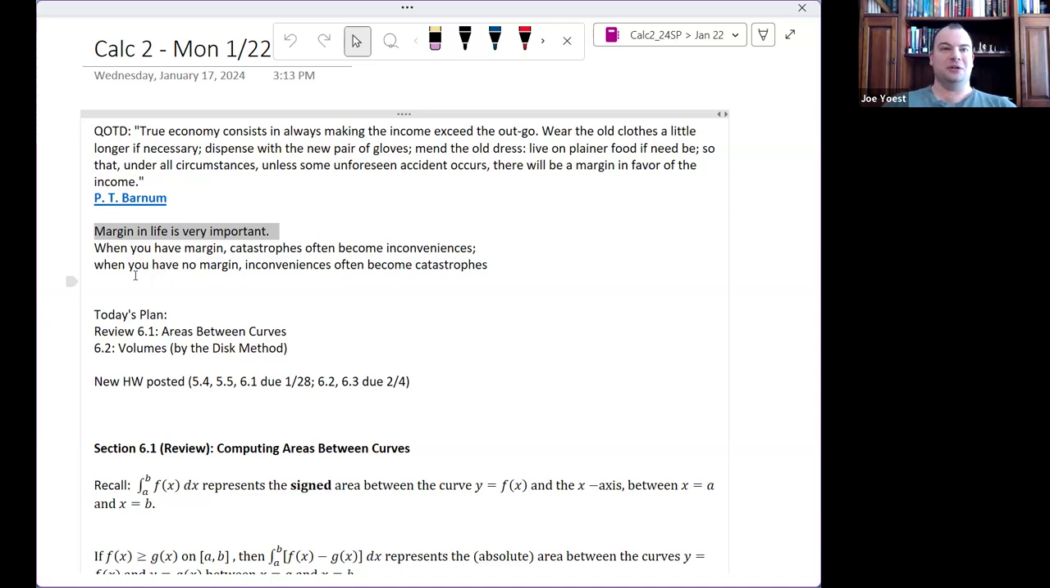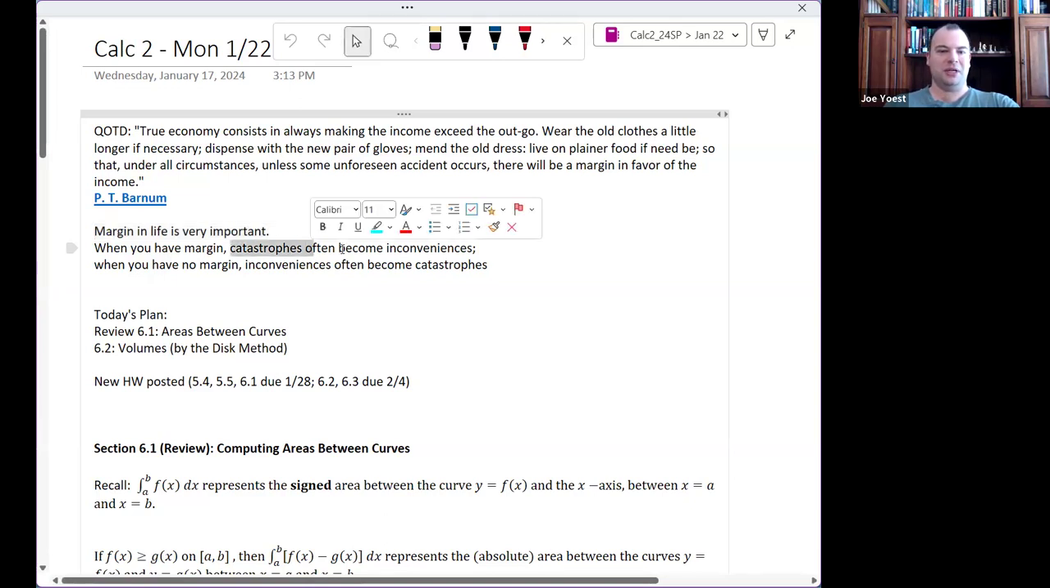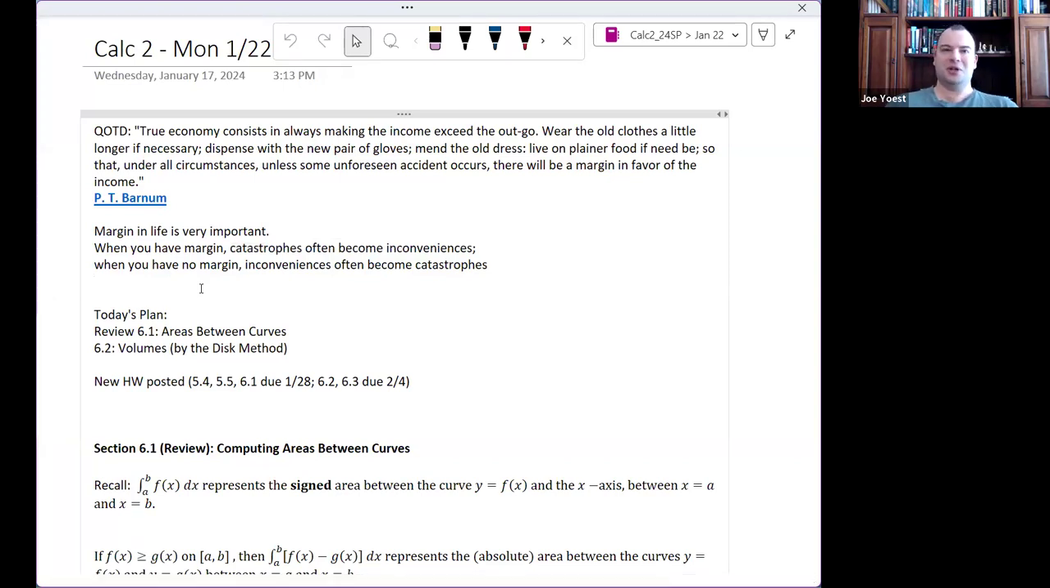If you started a week ahead of time, something comes up that would have become a catastrophe is merely an inconvenience. So building margin into your life, that's something that I constantly struggle with. I don't do it as much as I like, but when I do it, I typically find that my stress level goes down, my ability to handle unexpected things that come up is much better, and my performance is much better. So something to think about.